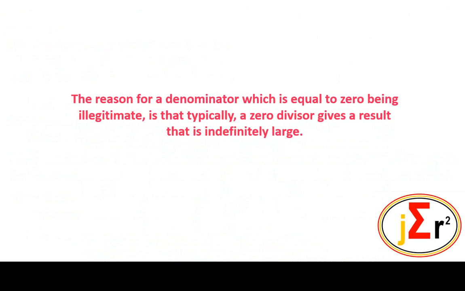The reason for a denominator which is equal to 0 being illegitimate is that typically a 0 divisor gives a result that is indefinitely large. That is your reason for a 0 denominator being illegitimate. It will give a result that is indefinitely large, and that is not going to be acceptable as a legitimate figure.